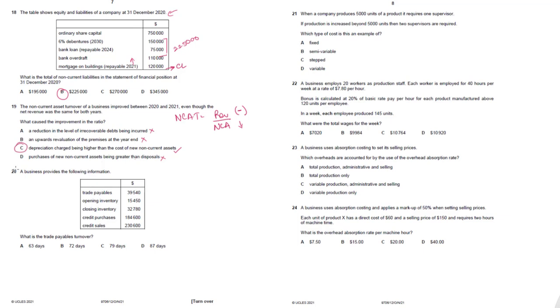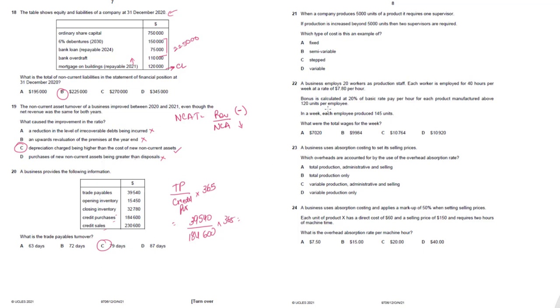So 19C. A business provides the following information: trade payables, opening and closing inventories, credit purchases, credit sales. What is the trade payable turnover? The formula is average trade payables upon credit purchases multiplied by 365. What is the average trade payables? 39,540. Credit purchases 184,600 into 365. So 78.18, we can call, or we can say that it's 79 days.